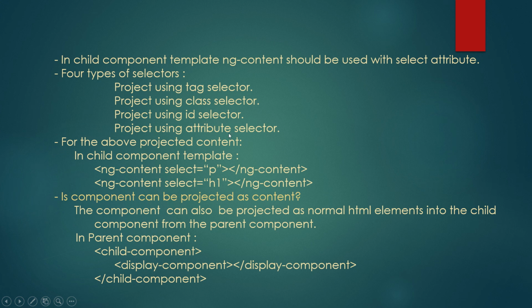Suppose the p related content should be displayed in one place within the child component; we specify ng-content with select equal to p. Then all the related p tag content projected will be shown here. In another place we can use ng-content with select equal to h1, and then all the h1 related content can be projected there. In this way, we can project multiple contents into the child component.